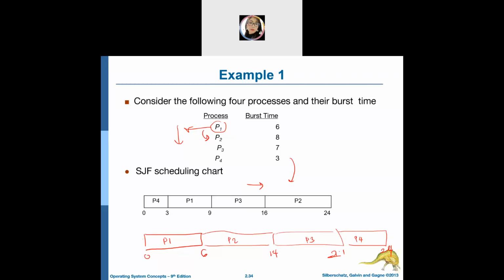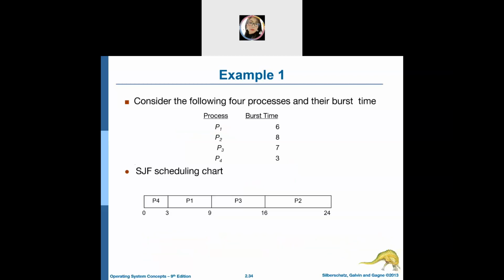If you compare to the processes P1, P2, P3, P4, now you look into the scheduling chart for SJF, and you look into which one is the shortest. Now we know that first, the shortest is P4. Second, we have P1. Third will be our P3. And last one is our P2.